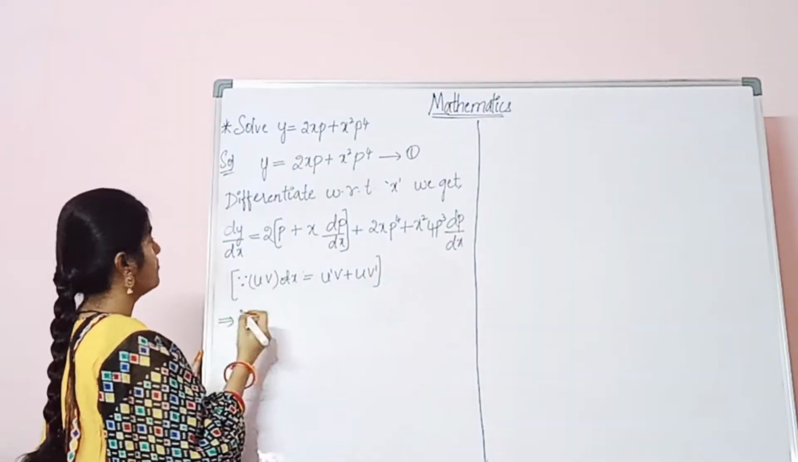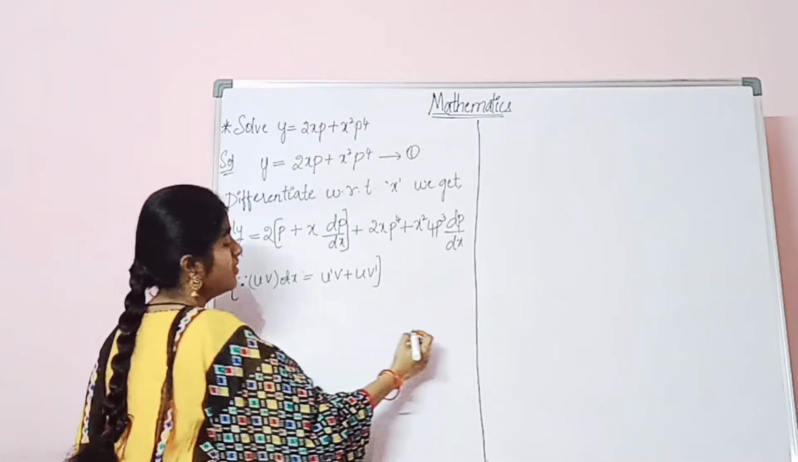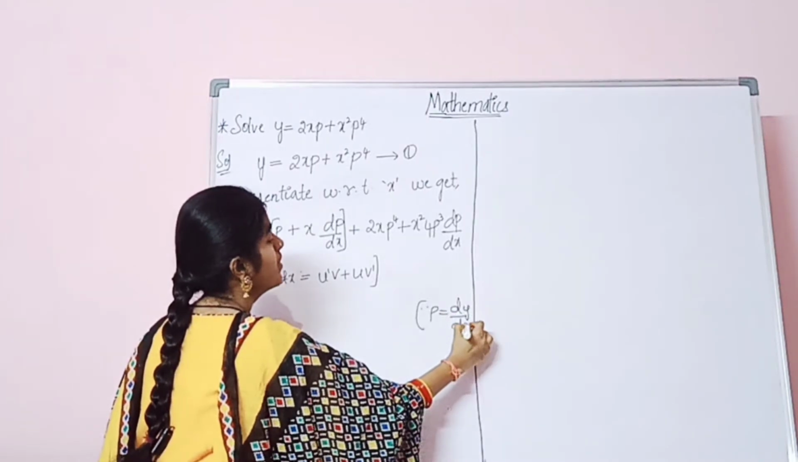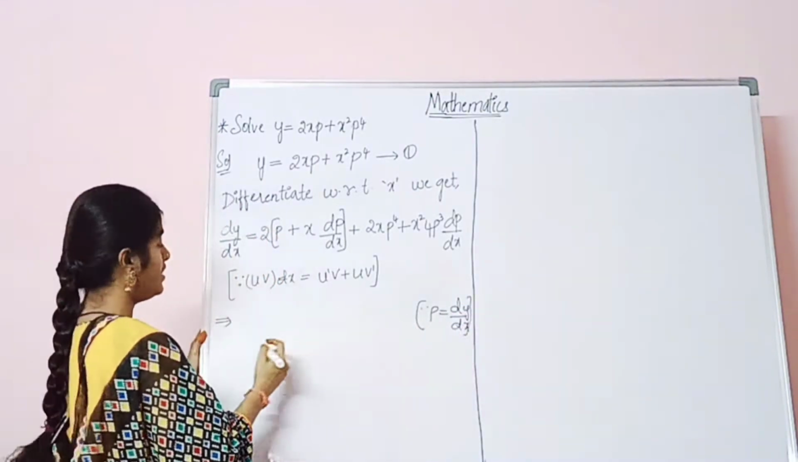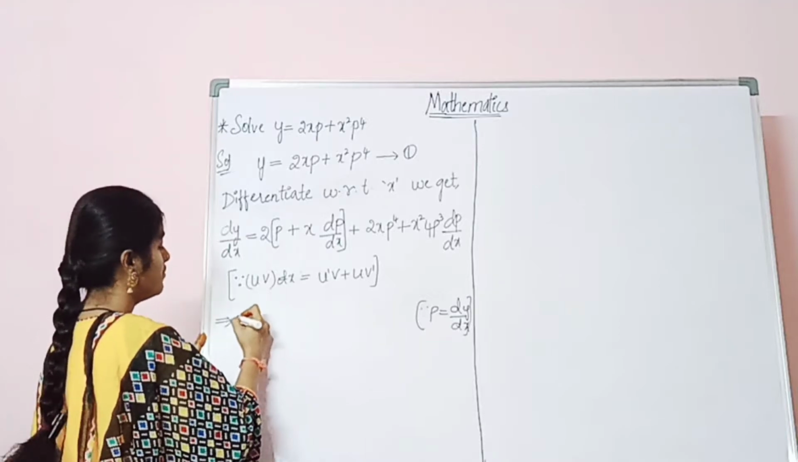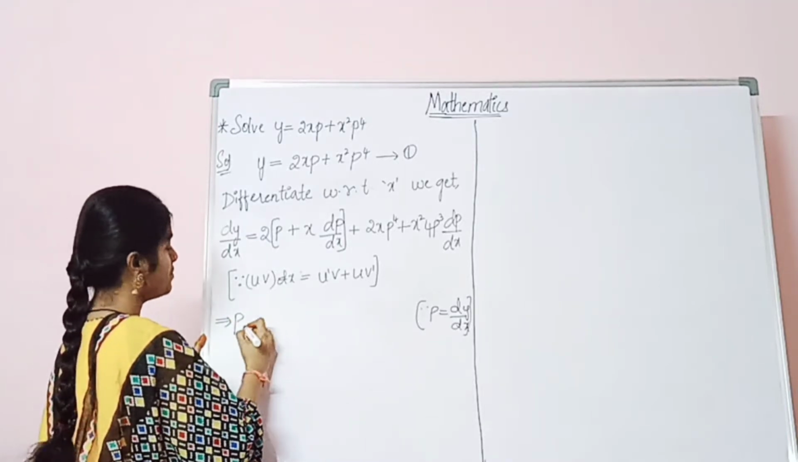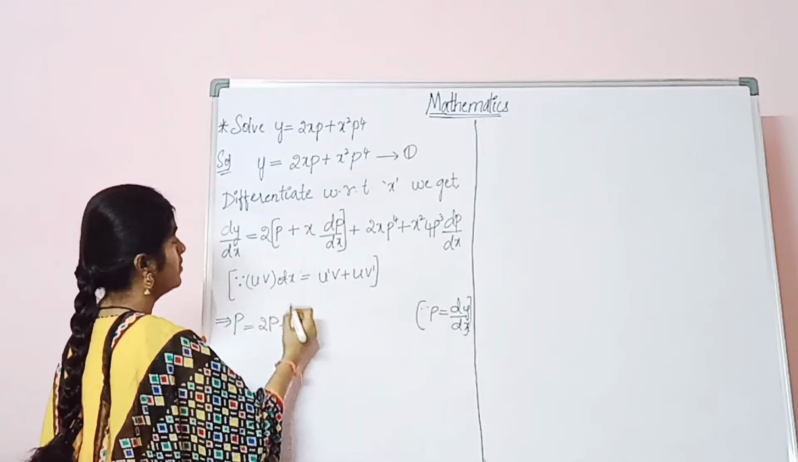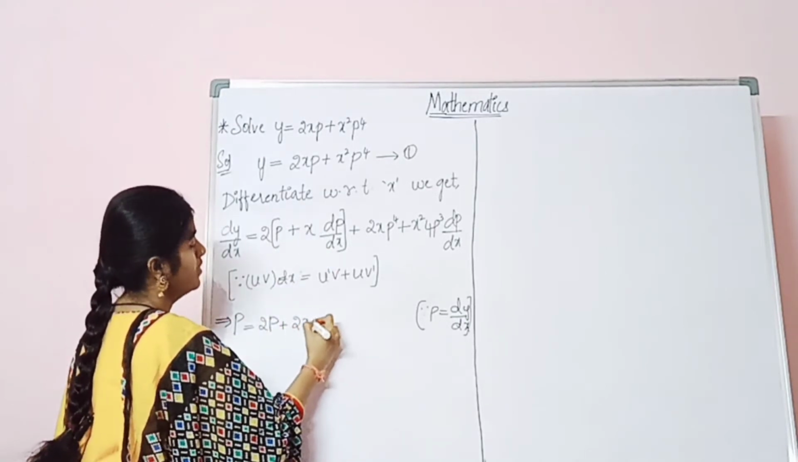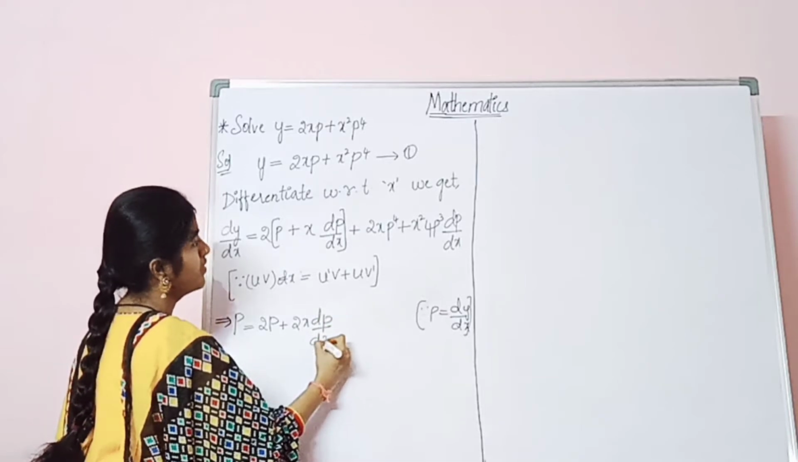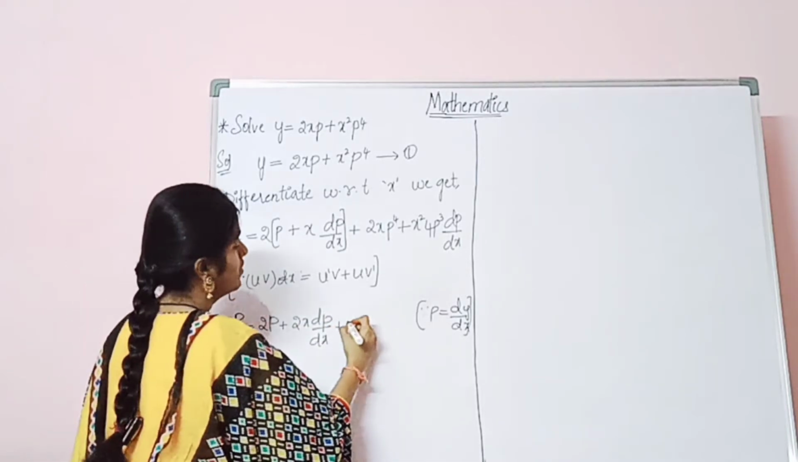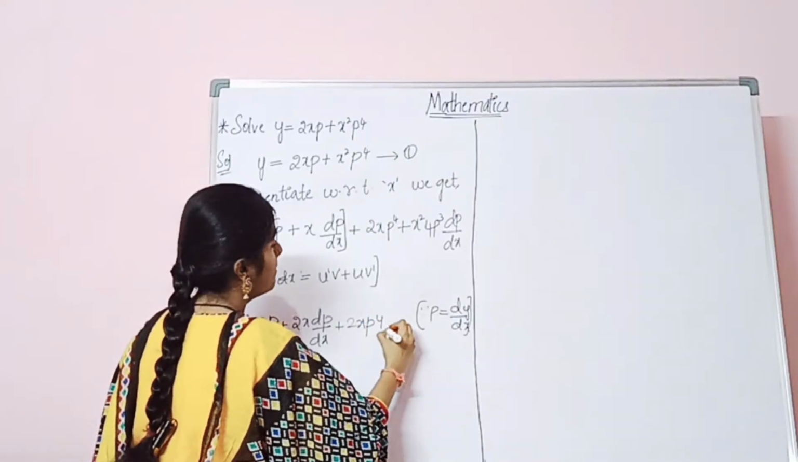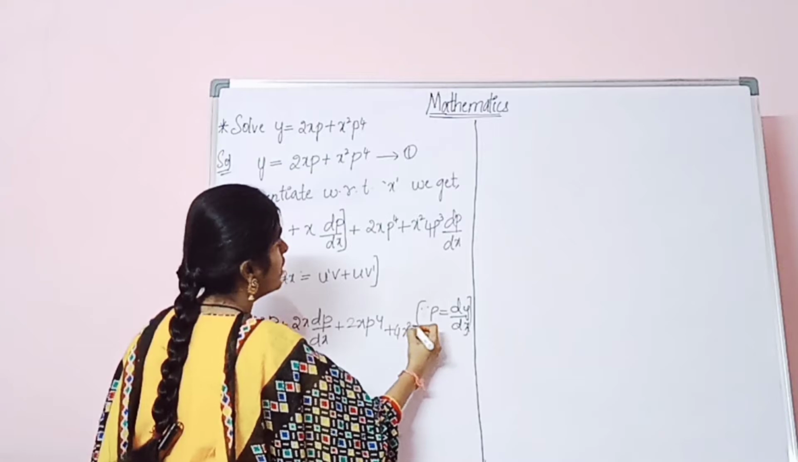That implies dy by dx, since p equals dy by dx, so in place of dy by dx we substitute p. That implies p equals, now multiplying with 2, 2p plus 2x dp by dx plus 2x p power 4 plus 4x square p cube dp by dx.